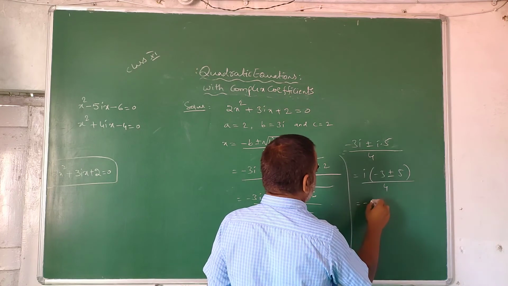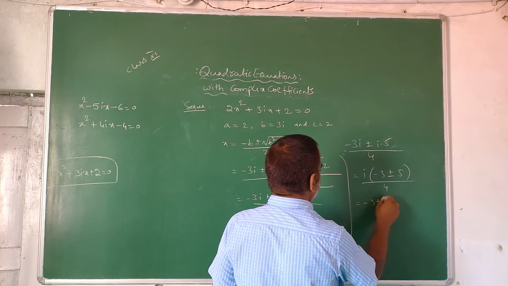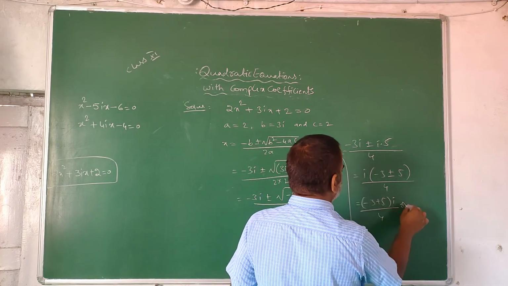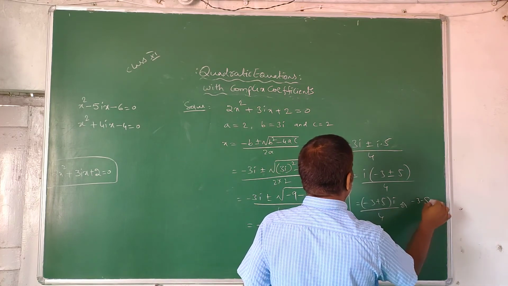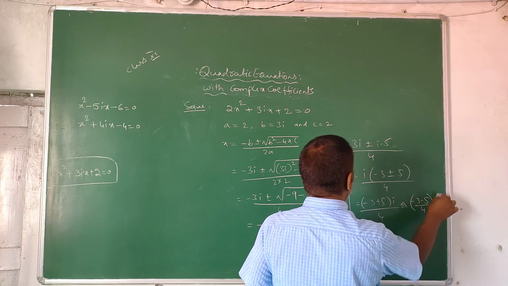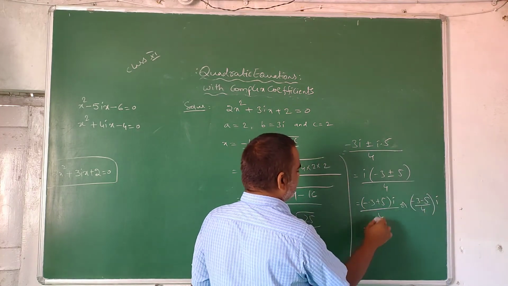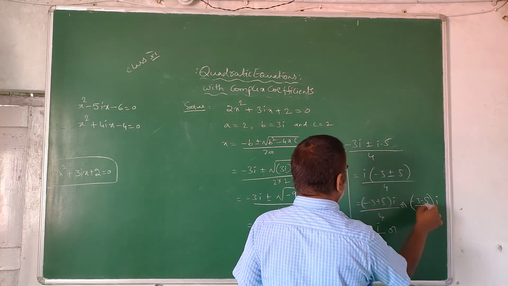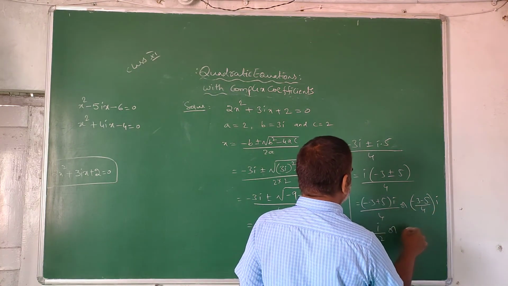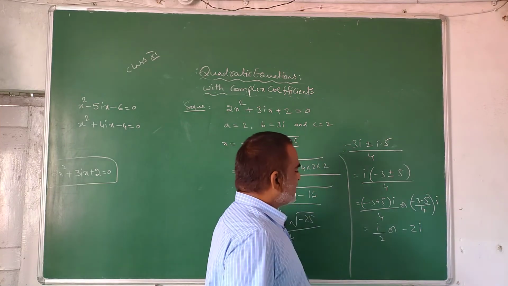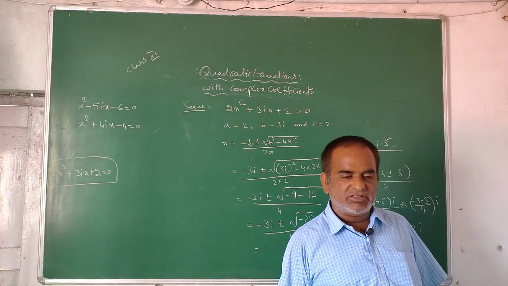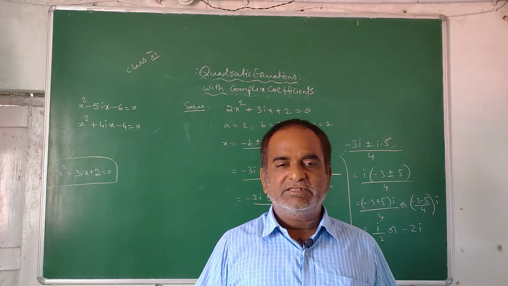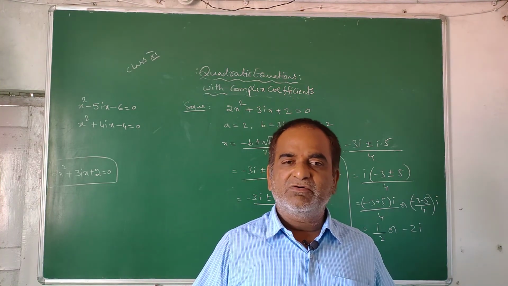So this is equal to minus 3 plus 5 into i by 4, or minus 3 minus 5 by 4 into i. 5 minus 3 is 2, 2 by 4 is 1 by 2. So i by 2, or minus 8 by 4, which is minus 2. So i by 2 or minus 2i. These are the roots. So this is the way of solving a quadratic equation with complex coefficients using the quadratic formula.